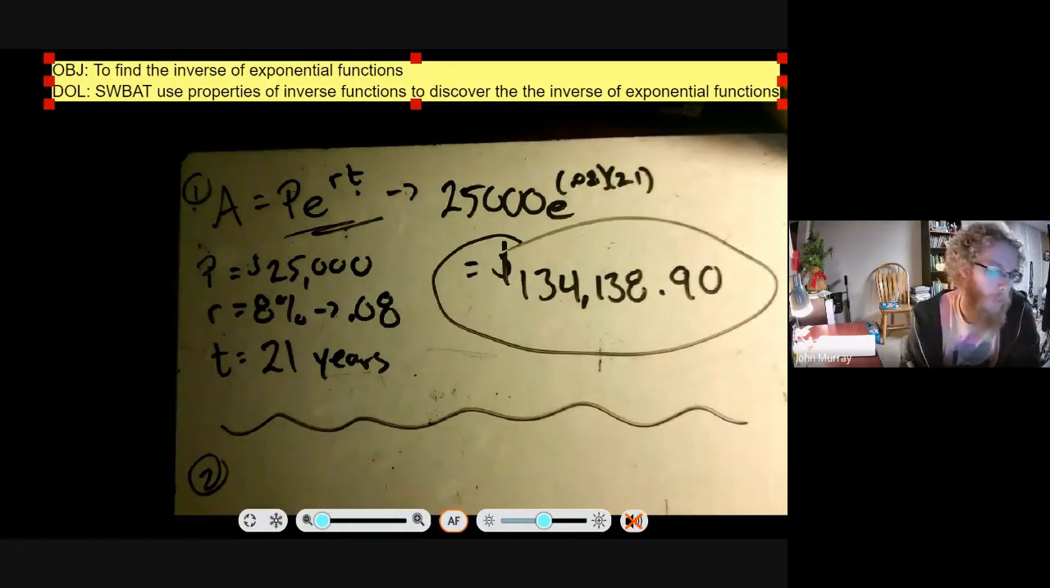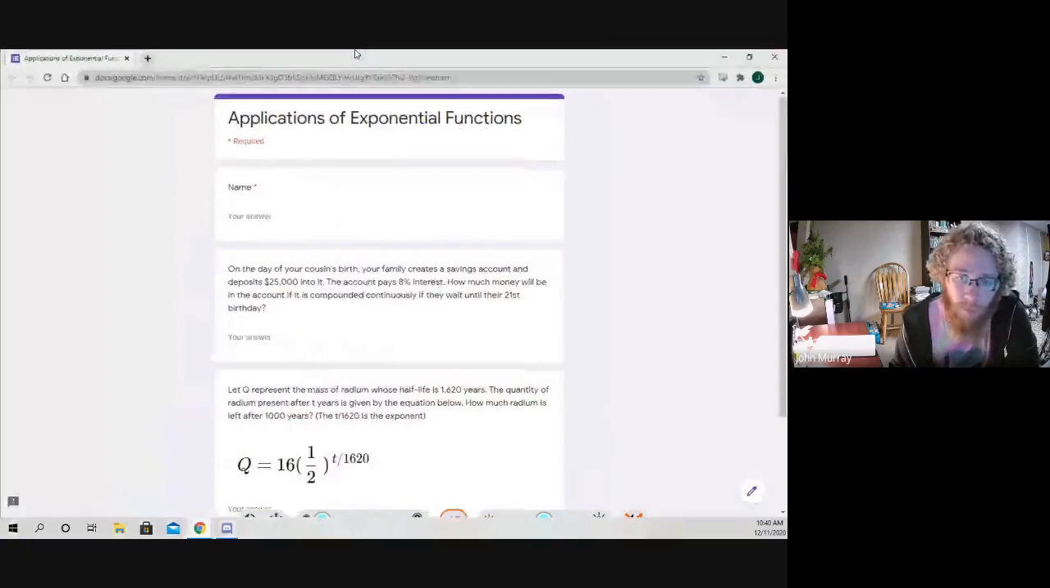All right, then for the second one, we had a half-life problem. Here we have radium. Radium's half-life is 1,620 years. So again, if you had 1 gram of radium, in 1,600 years that would be half a gram, and so on and so forth. The quantity of radium present after T years is given by this equation. How much radium is left after 1,000 years?